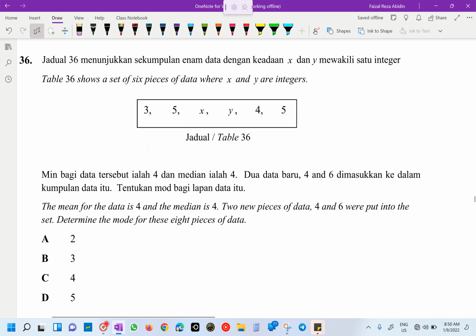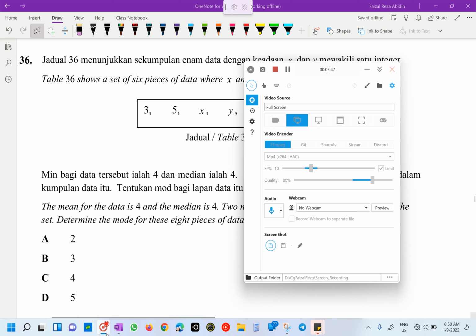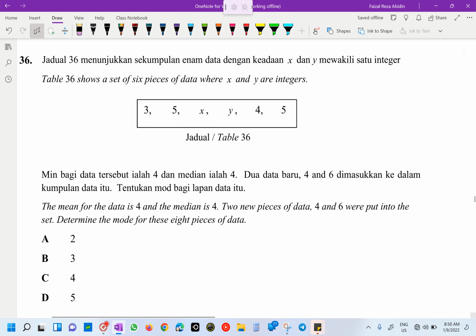Kejap, saya nak tengok record saya. Saya record tak suara? Audio, ya ada. Sebab hari tu saya record tak ada suara. Sian. Okay. Because 6 of our friends are not here. So pity them. Okay. Mana saya tadi?